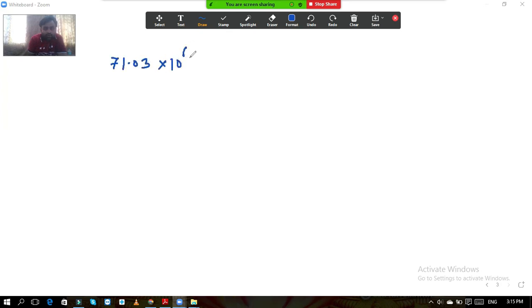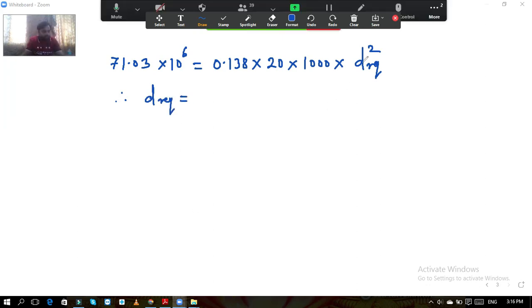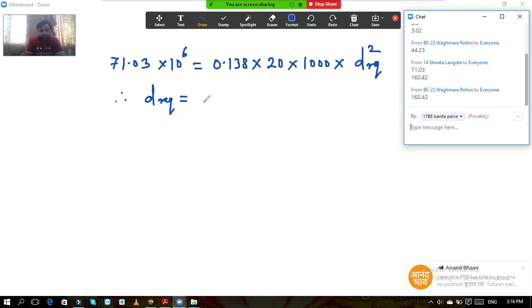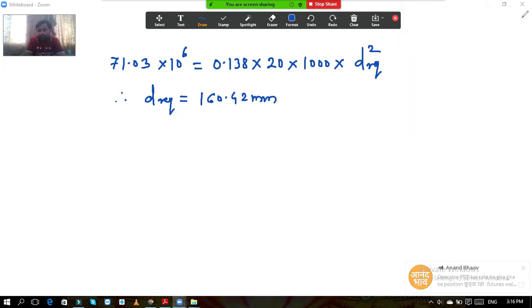So now if you put the values, 71.03 into 10 raised to 6 is equal to 0.138 into fck is 20 into b is 1000 into d square. D required depth square. Therefore d required is equal to, what is the d required? Answer is 160.42. And d provided: the effective depth, if we have not calculated, then here I can write capital D, it is 180 mm.